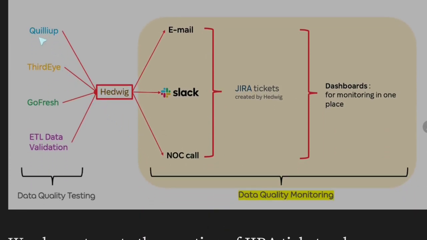So they have Quilliap, Third Eye, GoFresh, various validation tools to do some testing. They have Hedwig to send a notification on Slack, email, or on call, then open Jira tickets, and then they have the monitoring to say. This is good. This is really down to earth and an interesting post. I really like how clear they are.